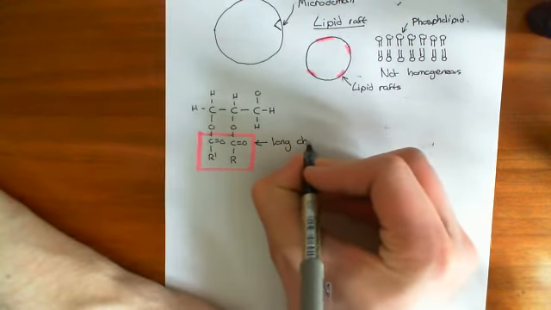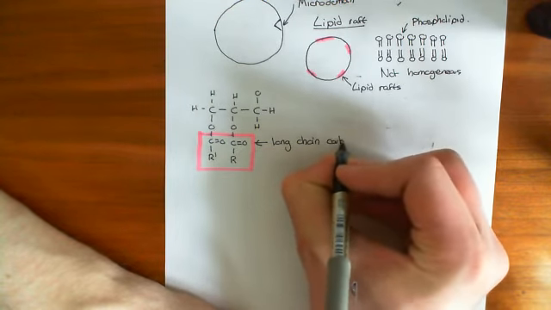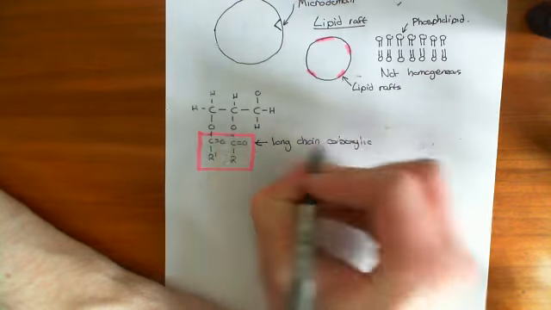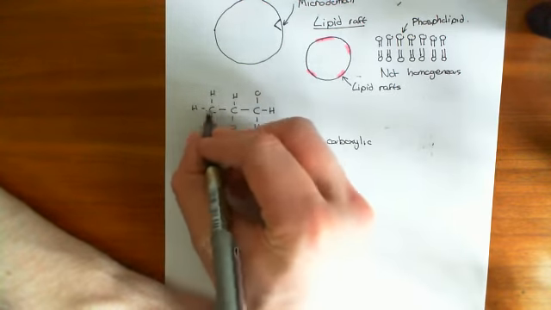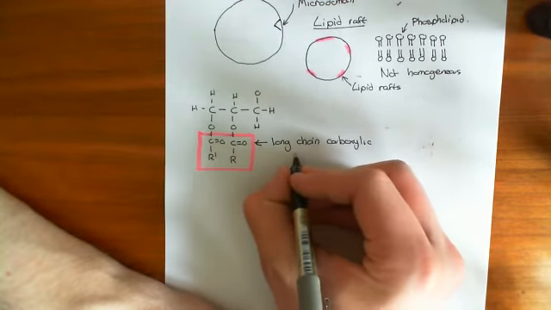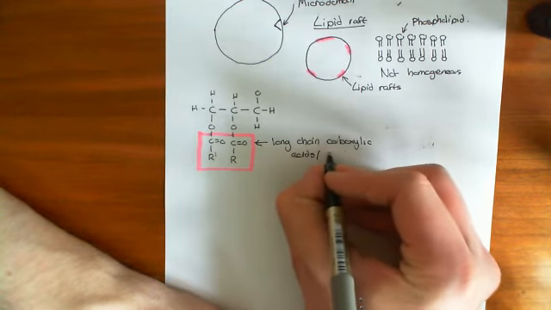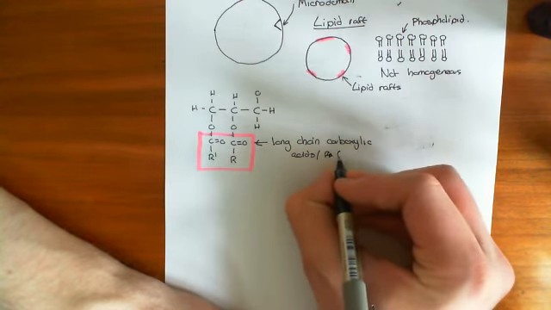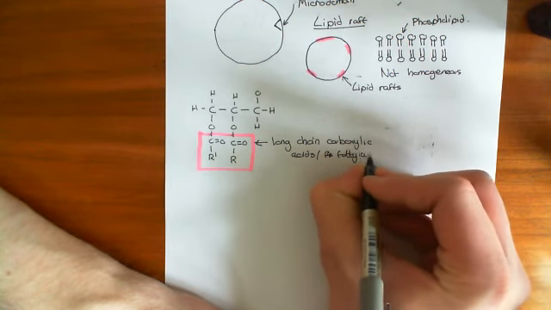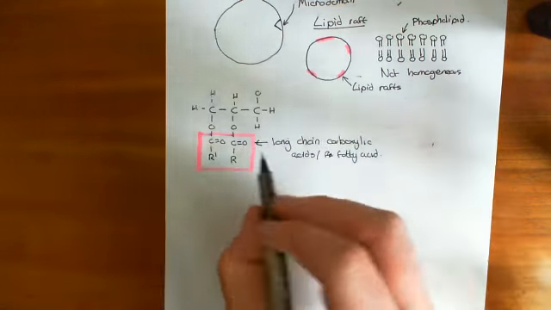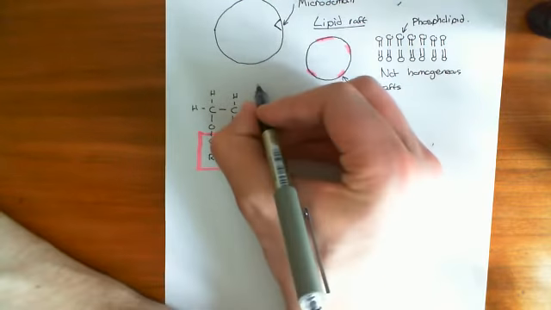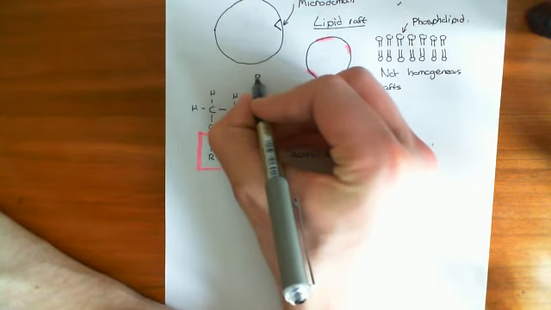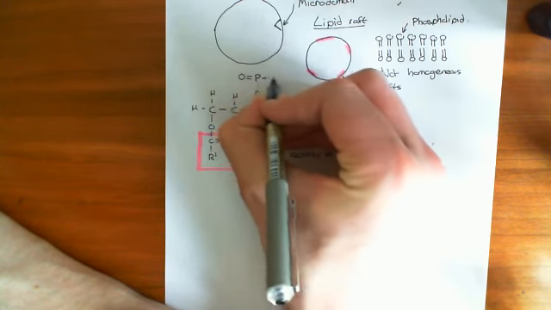So long-chain carboxylic acids, which have been ester linked to two of the hydroxyl groups on the glycerol molecule. Long chain carboxylic acids, free fatty acids. Well, they're not free anymore, so I'll call them fatty acids. Right, okay, and then we have our glycerol molecule, and the third hydroxyl group of our glycerol molecule is basically bound to a phosphate group, so I'll put in a phosphate group here.